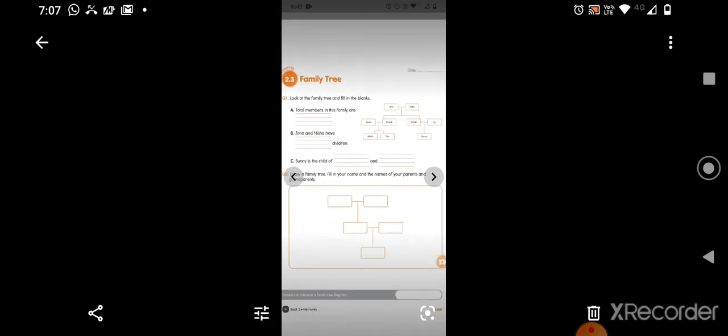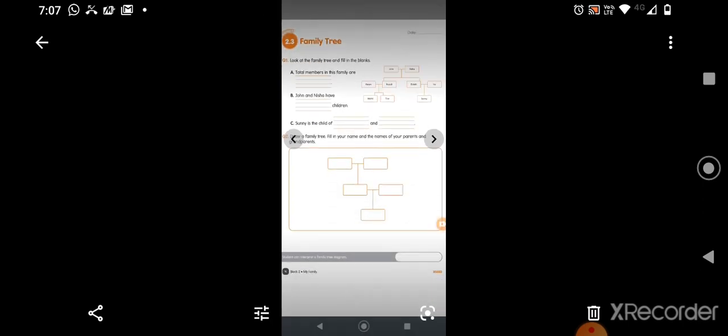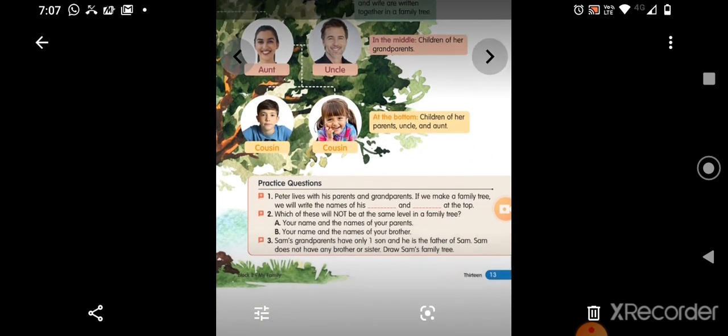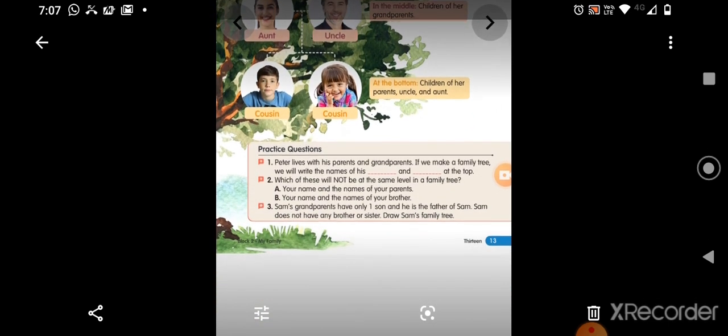And as usual, you all know that we will have some questions in the content book. So let us have a look at it, children. So in the content book, some practice questions are there. Peter lives with his parents and grandparents. If we make a family tree, we will write the names of his dash and dash at the top. So whom do you have to keep on the top? Just you think. Very good. Grandparents, not children. Grandfather and grandmother at the top.